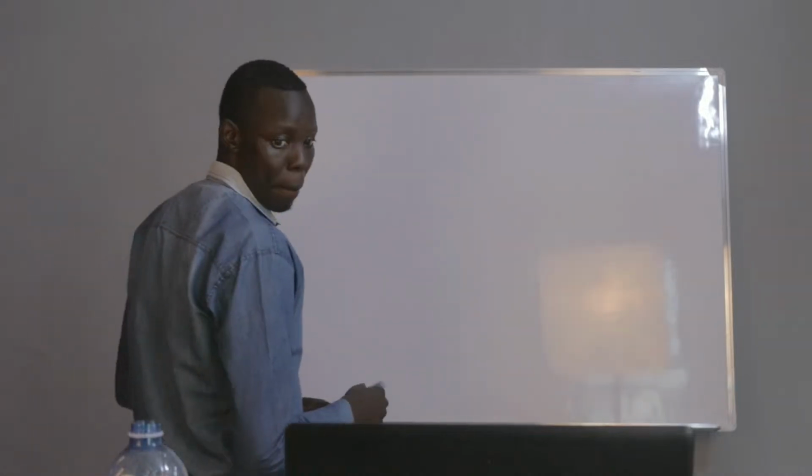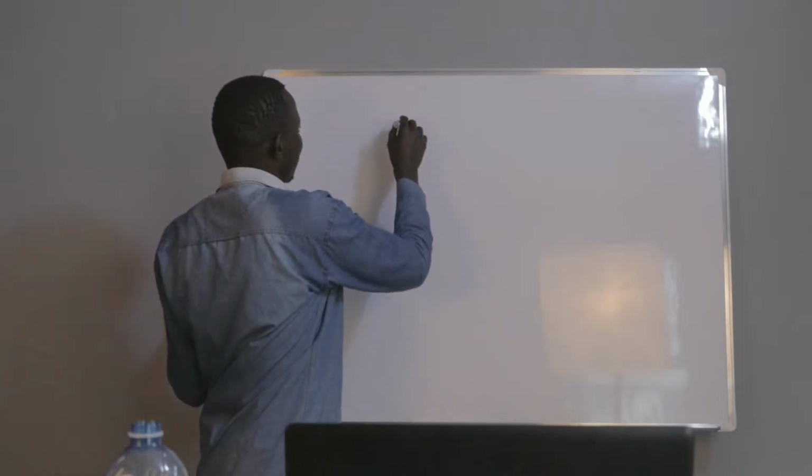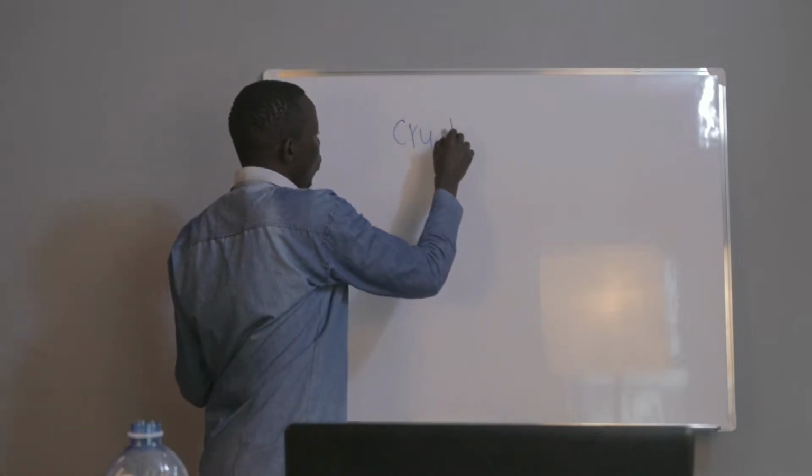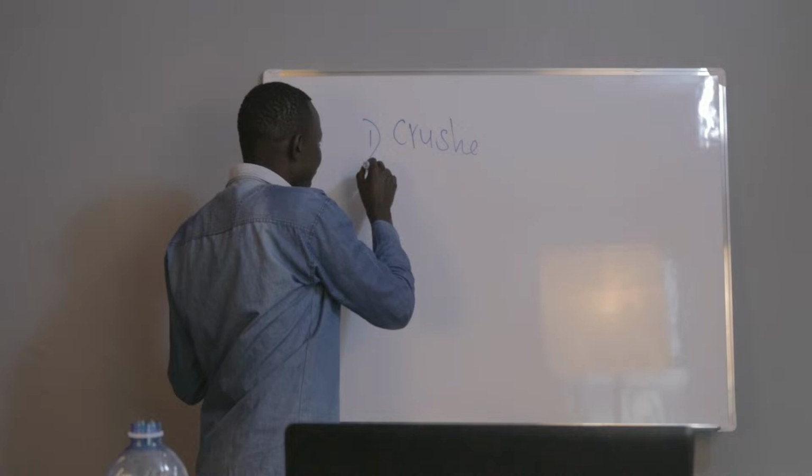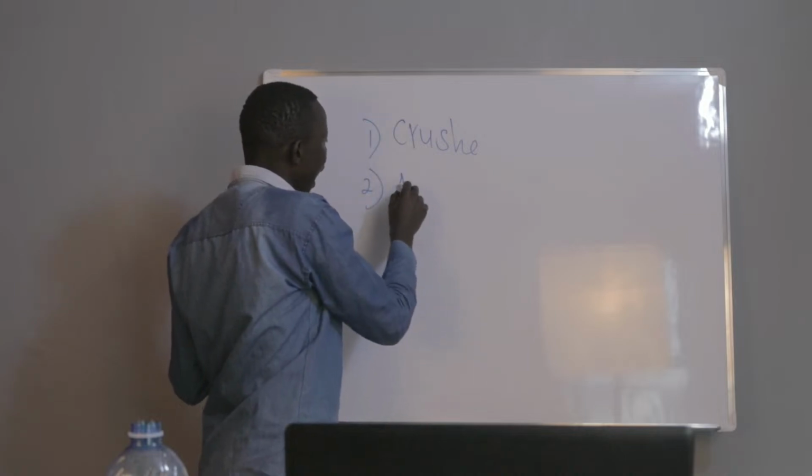But the process is one. It is being crushed. You add a solvent. After adding a solvent, you decant. Then you will have your oil. For example, look at this. One, you crush. That is process number 1. Number 2, you add a solvent.